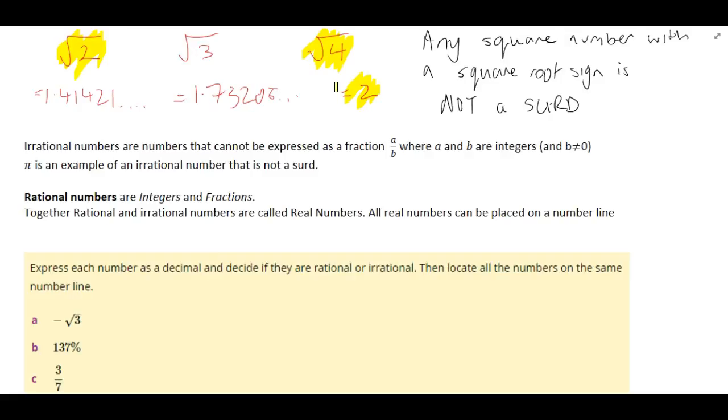So you have integers and fractions. They're the other numbers, integers and fractions, and together with irrational numbers, surds, and numbers like pi, they're all called real numbers. They can all be placed on a number line, and I'll show you how to do this in a second.